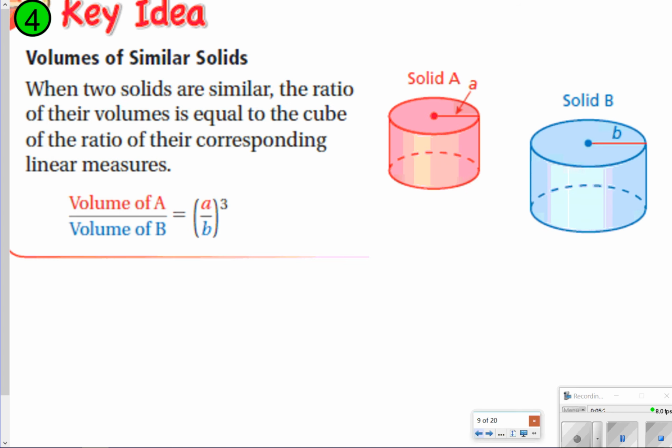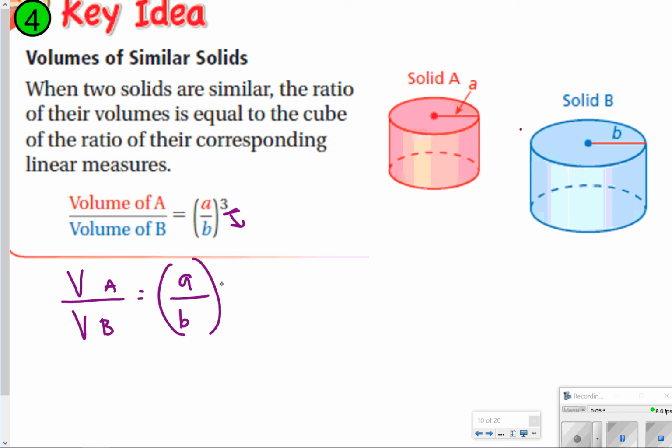Okay? The next part we're going to talk about is volume of similar solids. So this is kind of similar, except instead of squaring the sides or the linear measures, you're going to be cubing the linear measures. And I think that's kind of interesting to remember because with volume, you're always units cubed, and with surface area, you're always units squared.